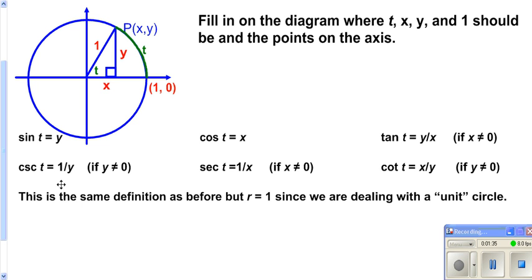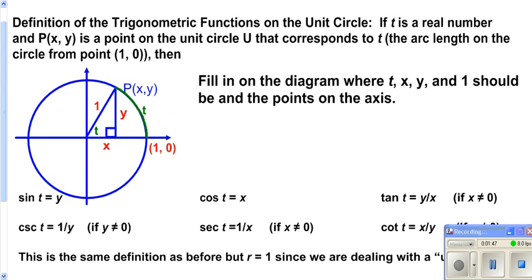So it's really the same as our previous definition that we had last section. However, the only difference is that we have a radius being 1. This definition that we're dealing with here, you will need to have memorized, as it will show up on your quizzes.